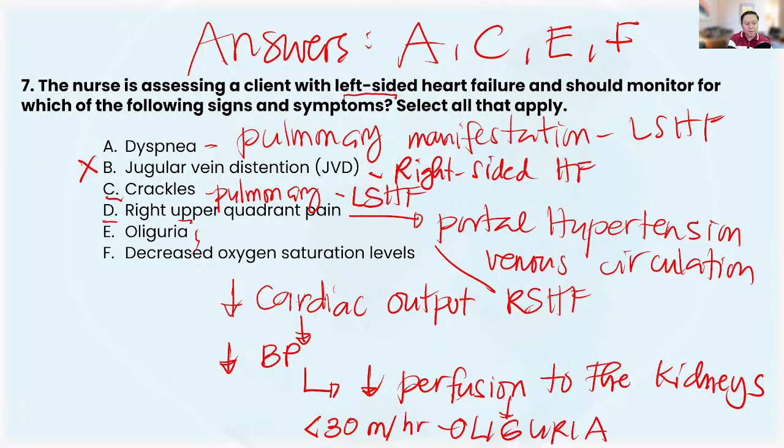Remember about the 20% of the total cardiac output must be received by the kidneys every minute. And if there is a reduction in the total cardiac output, well, for sure, the blood supply to the kidneys will be decreased. Okay, so what we will be expecting, oliguria, less than 30 mLs an hour.